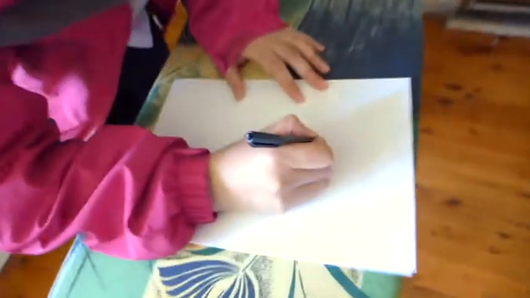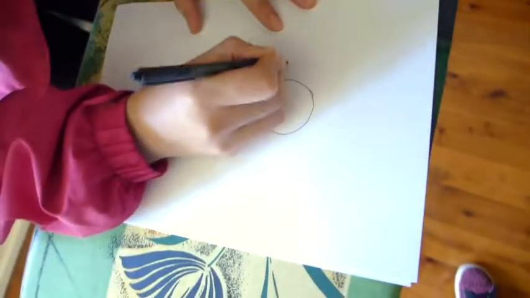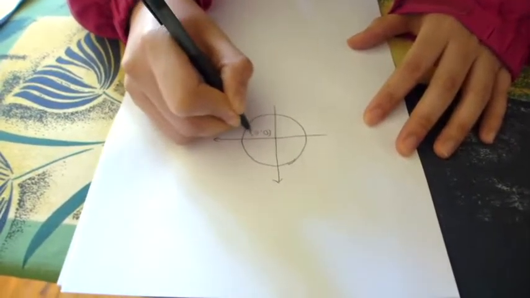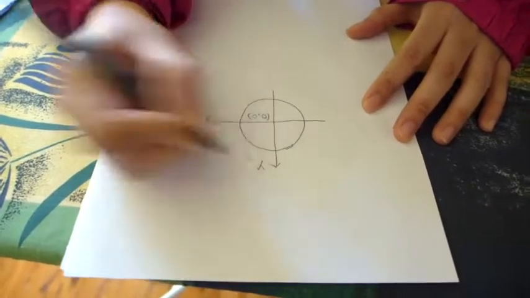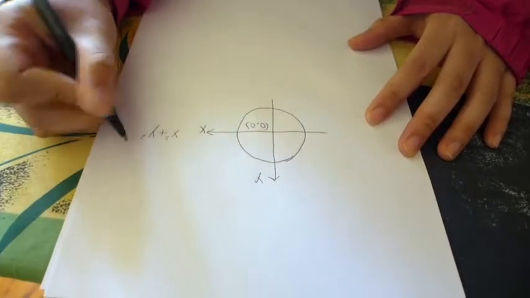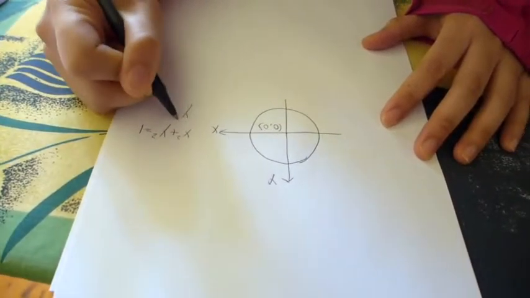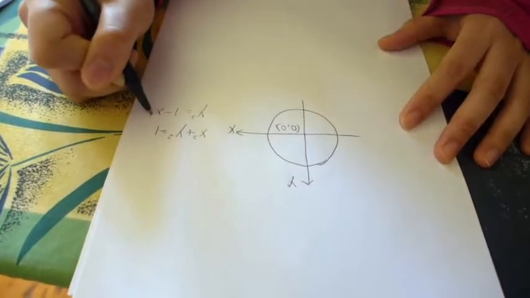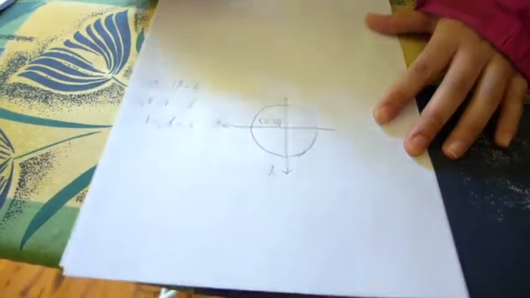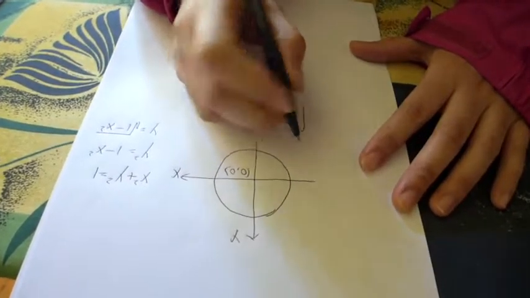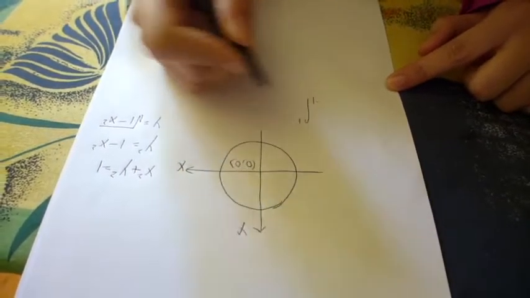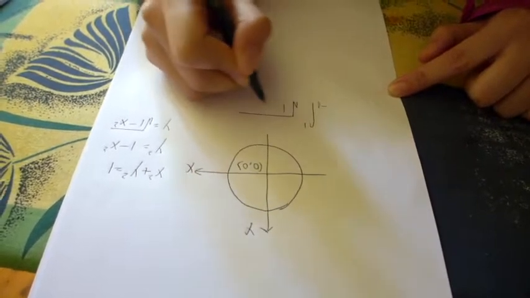Now let's draw a circle first. Let the center of the circle be at the point 0, 0, with its x-axis and its y-axis. We all know the formula of the circle is y squared plus x squared equals 1. We can write y squared as 1 minus x squared, so y equals the root of 1 minus x squared. And we need to integrate from -1 to 1.